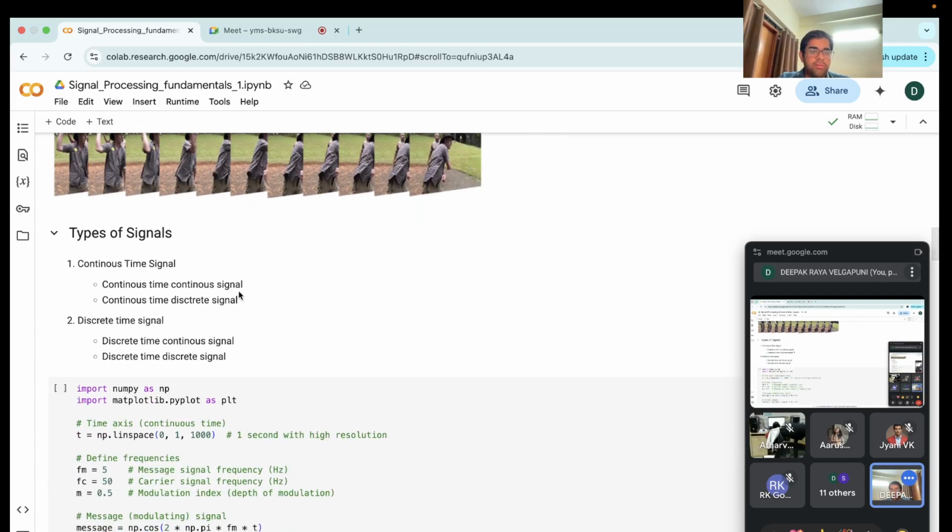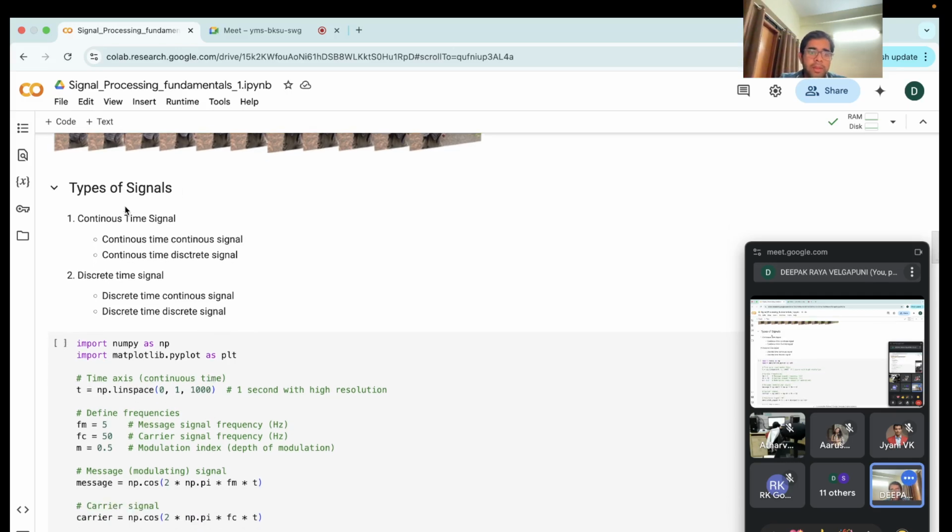So I just wanted to mention the different types of signals, classified according to how the time and the values are present. There are mainly two types of signals based on how we sample the time. One is continuous time, where time just goes on, with no discrete values. The other is a discrete time signal, which only takes particular values like 1, 2, 3, 4.